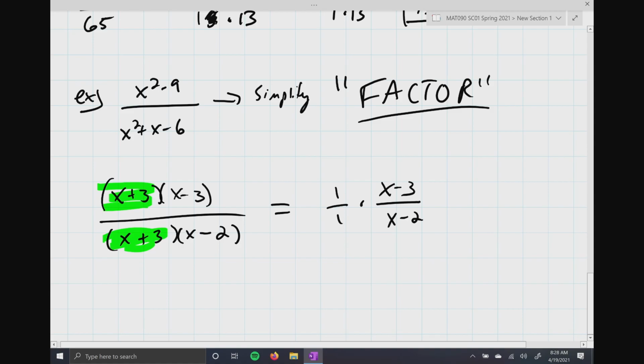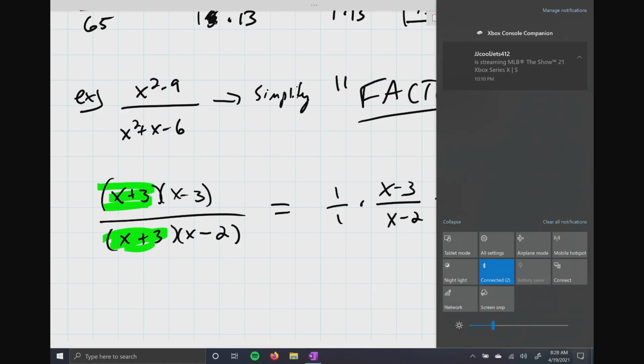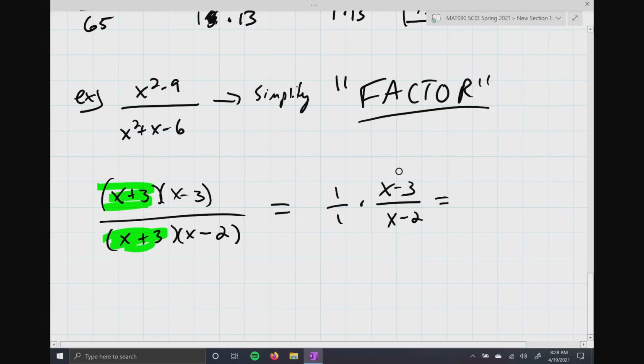And last time I checked, 1 times x minus 3 equals x minus 3, and 1 times x minus 2 is x minus 2. And we just successfully simplified our first rational expression. Does that make sense, everyone? So, did I teach you anything new? Not really. I'm just combining everything that you've learned, and now we're putting it into the problems.